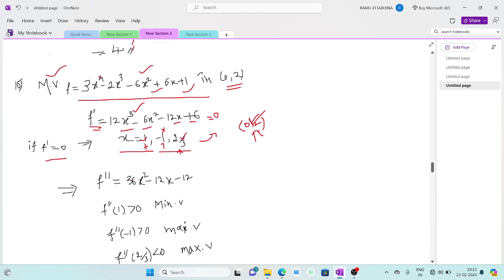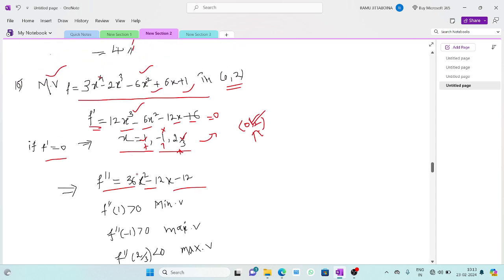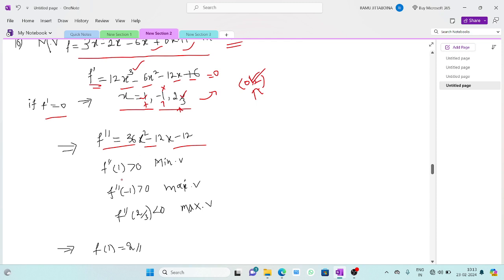So what I did for that, I just differentiate again. For this function twice, so I get 36x square minus 12x minus 12. So whenever you are substituting the point value inside of this, if it is greater than 0, we can say that that is a minimum value. If it is less than 0, we can say that that is the maximum value.